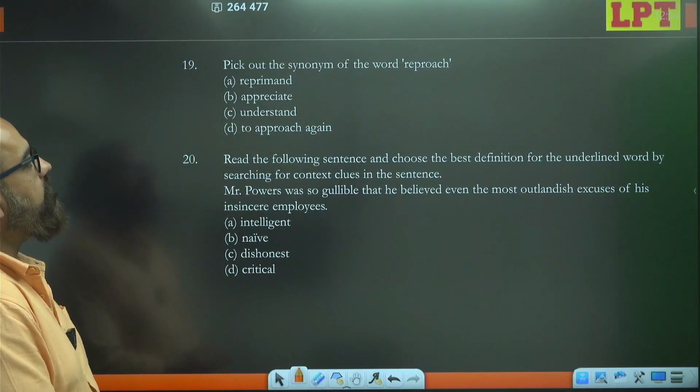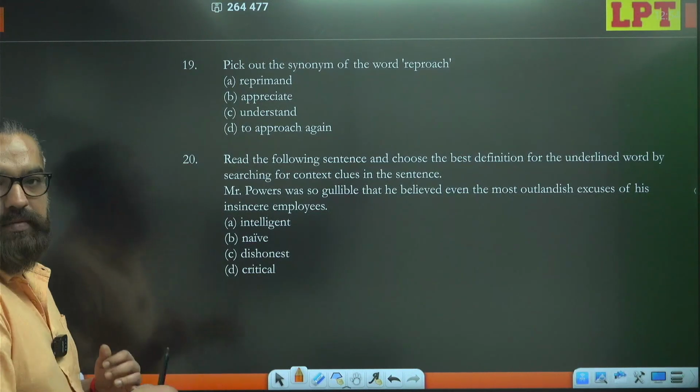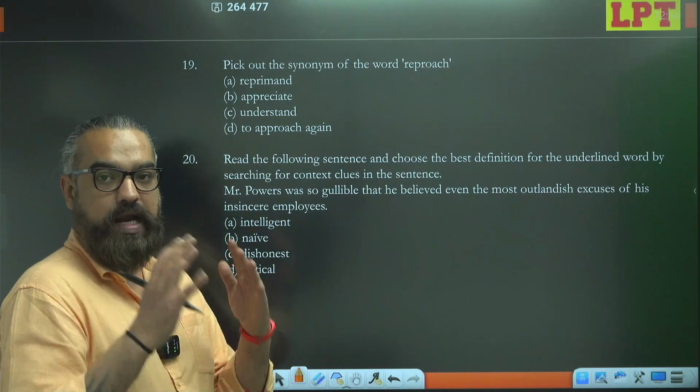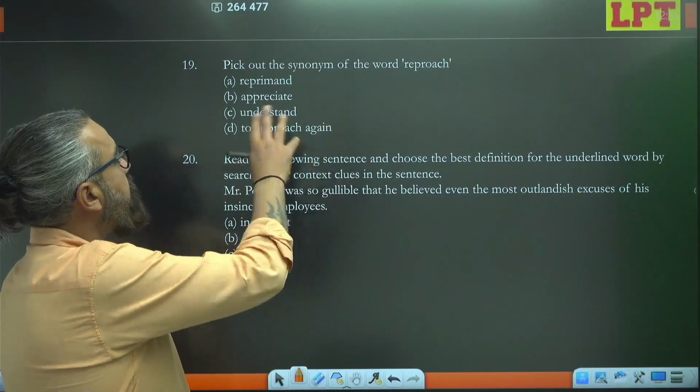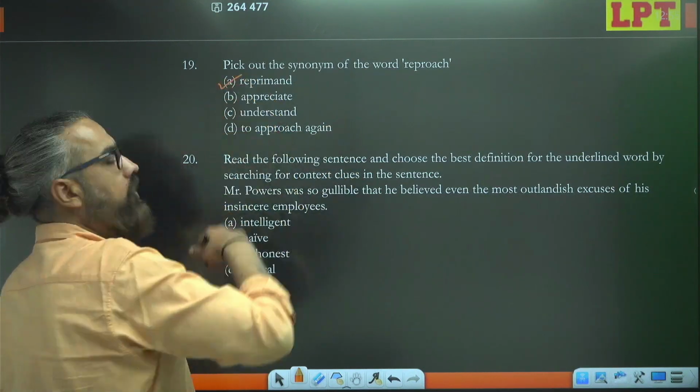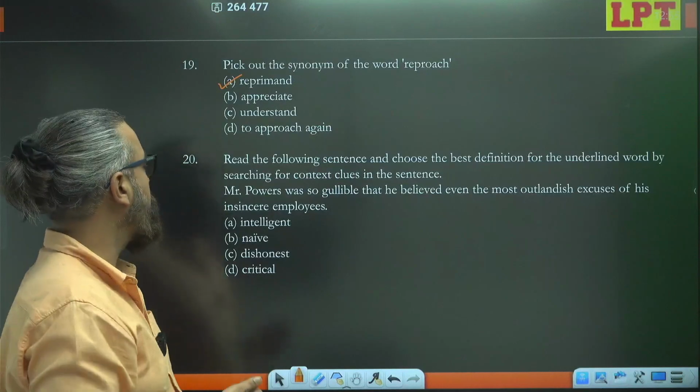Pick out the synonym of the word reproach. Reproach का मतलब होता है to scold someone. Okay, डांटना किसी चीज को. So to approach again, no. Understand नहीं, appreciate भी नहीं. Has to be reprimand. Reprimand is again to scold someone.